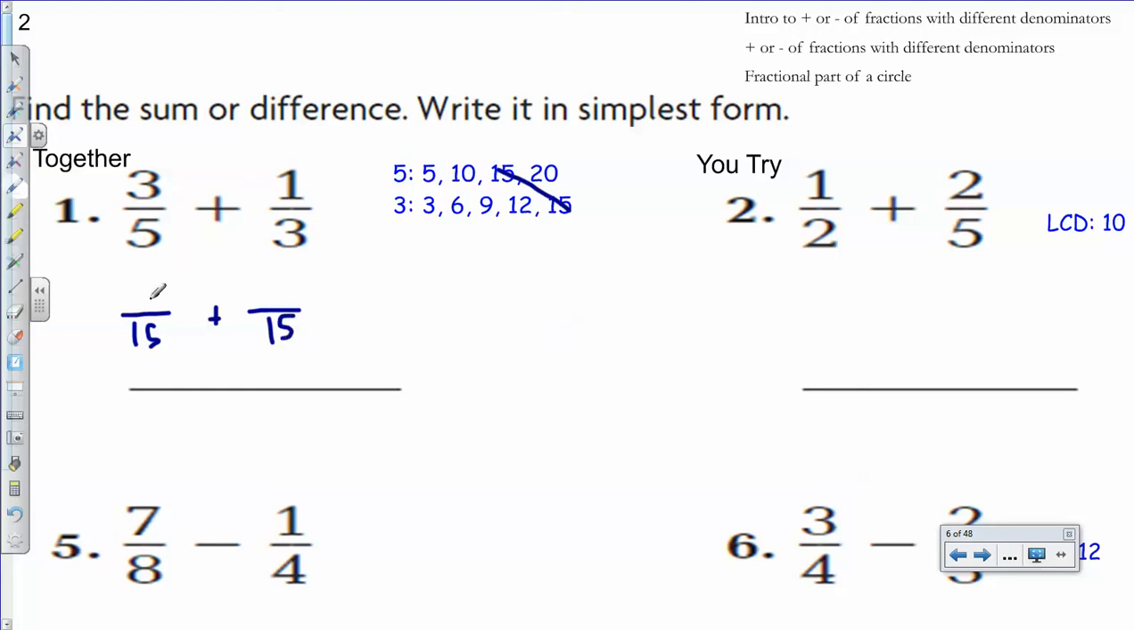So how did I get from 5 to 15? Multiply by 3. So I need to multiply my numerator by 3. So 3/5, my equivalent fraction, is 9/15. How did I get from 3 to 15? Multiply by 5. What do I have to do to my top? You got it. We have to multiply by 5.